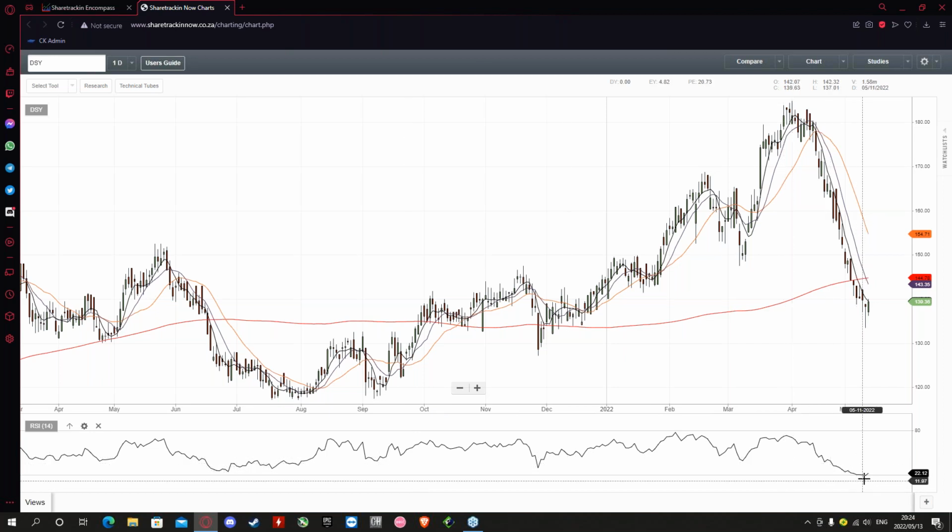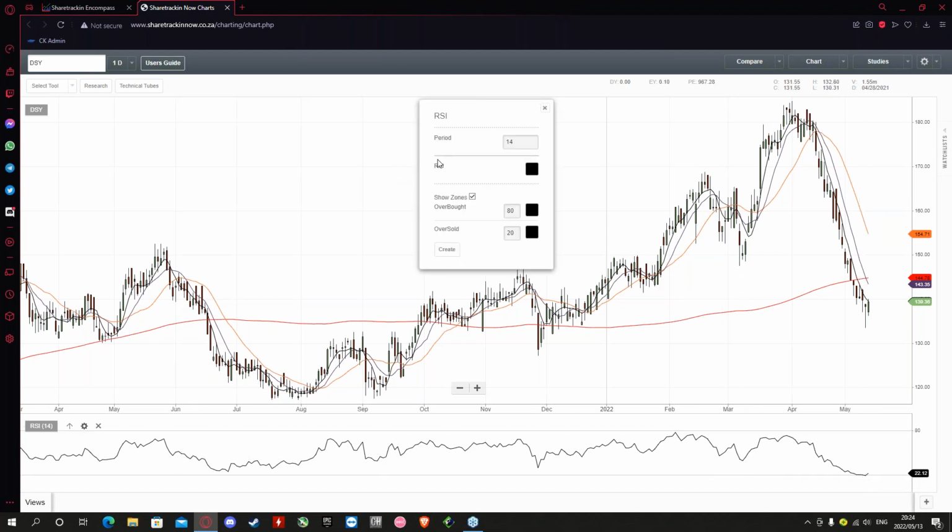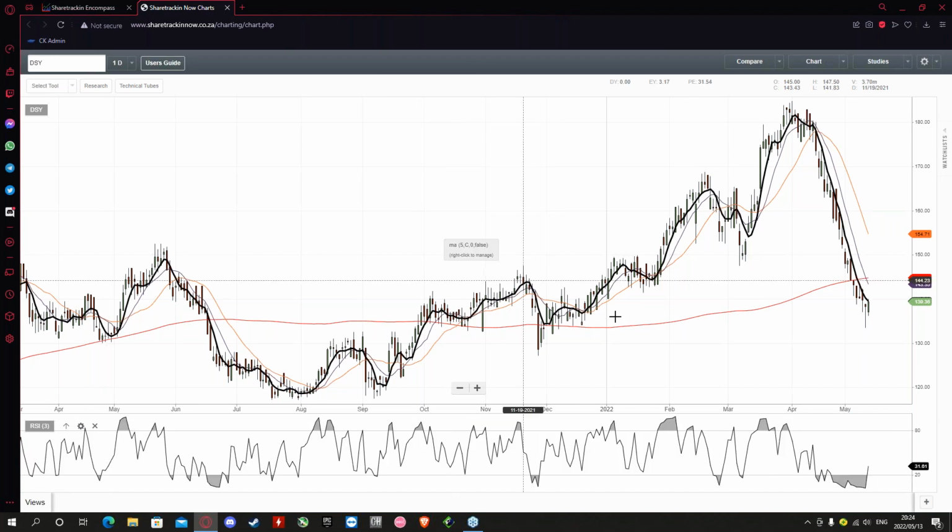You really need to zoom in to see if that's a buying indication, but it's really hard to see. So we usually just change it to a 3-day RSI, which is much easier to read. You say create, and now it just zooms it in for you, and we'd see that yes, we do have a buying indication currently on our RSI.